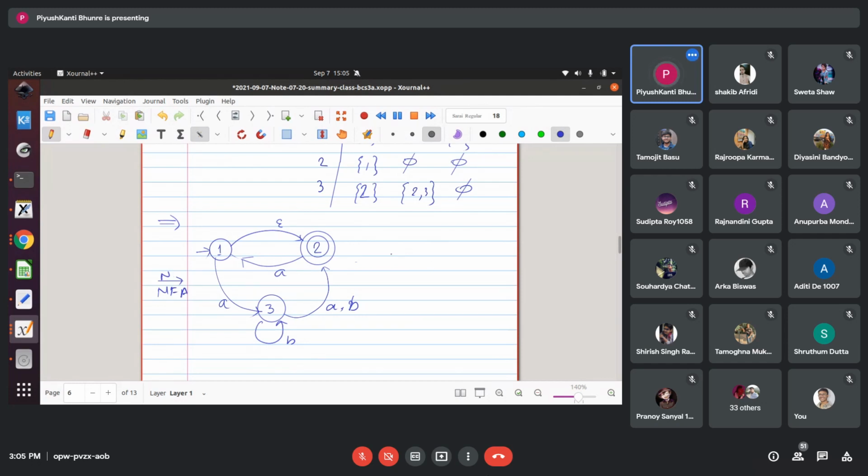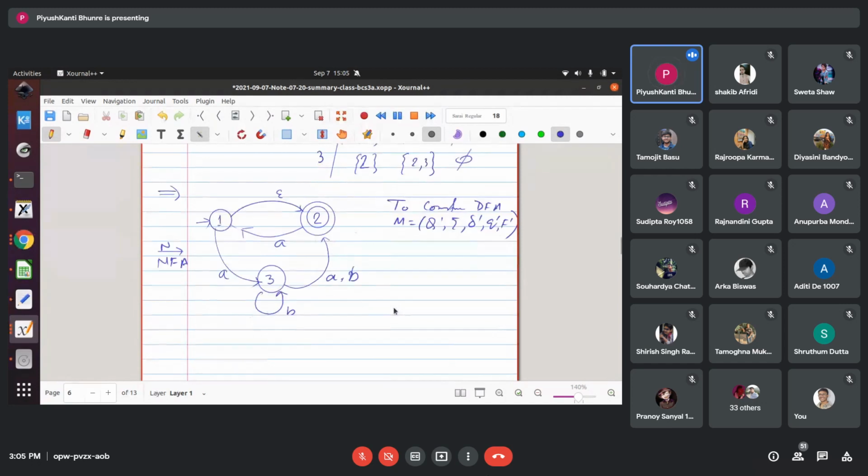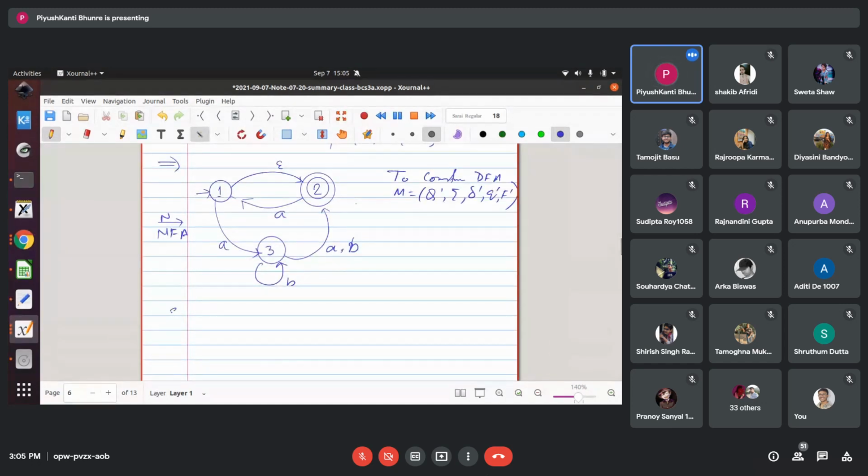So note that there are 3 states. We want to construct a DFA M = (Q', Sigma, delta', q0', F'). If we can determine these, then it's done. So step 1 is to define the set of all states.